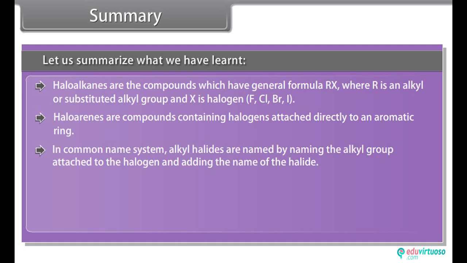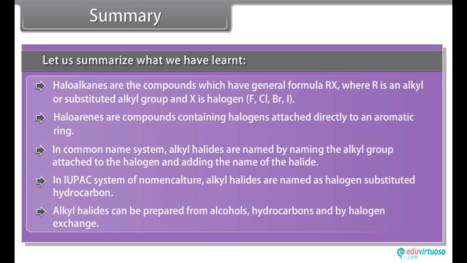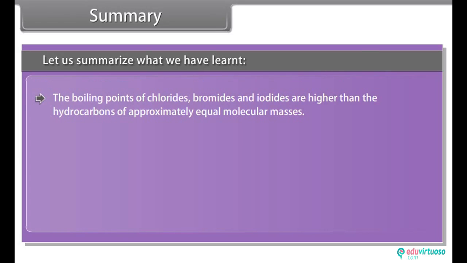In the common name system, alkyl halides are named by naming the alkyl group attached to the halogen and adding the name of the halide. In the IUPAC system of nomenclature, alkyl halides are named as halogen-substituted hydrocarbons. Alkyl halides can be prepared from alcohols, hydrocarbons and by halogen exchange. The boiling points of chlorides, bromides and iodides are higher than the hydrocarbons of approximately equal molecular masses.